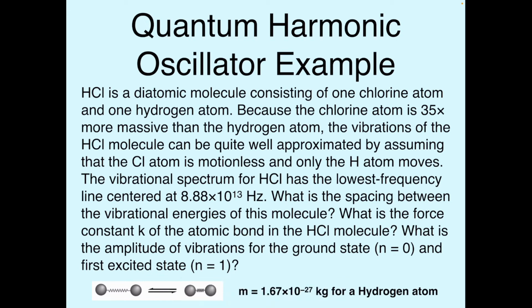So the question is, what is the spacing between the vibrational energies of this molecule? That's the delta E from before. What is the force constant K of the atomic bond in the HCl molecule? And then what is the amplitude of the vibrations for the ground state, that's n equals 0, and the first excited state, that's n equals 1? So let's work this out.